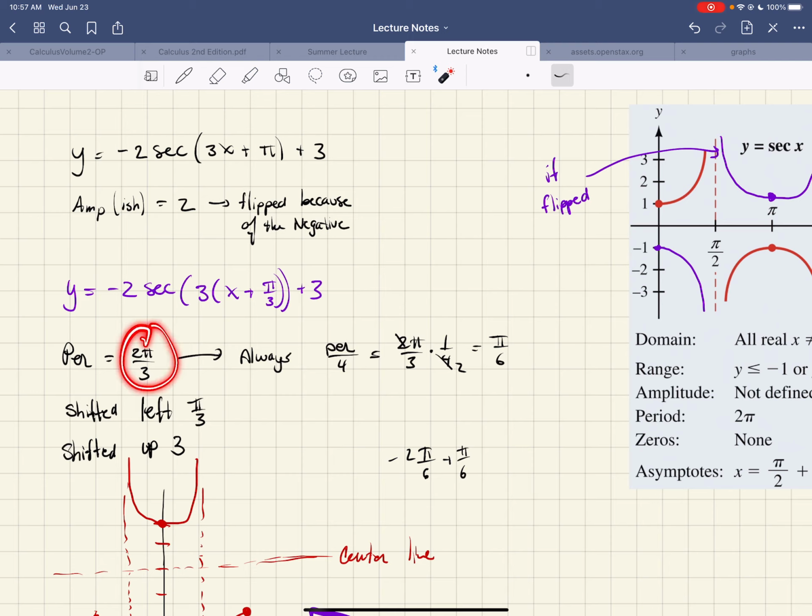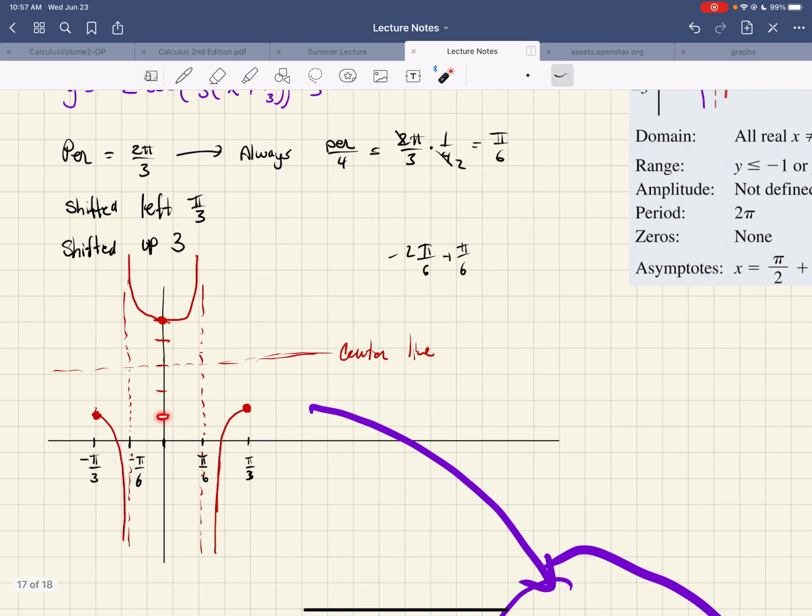And then we always do the period divided by 4. So dividing by 4 is the same as multiplying by 1/4. And you can see we get pi over 6 in there. One thing, you'll see in the next problem, I guess. The plus now, for the first time, that makes it go left. So now we see it's left pi over 3. And it goes up 3. So there's the up 3 right there.